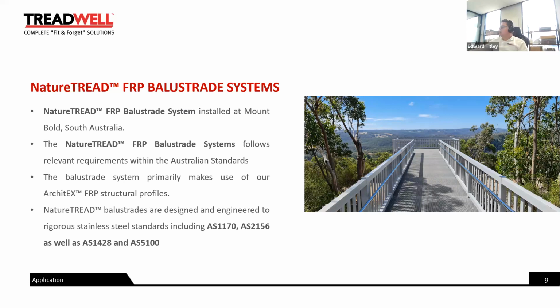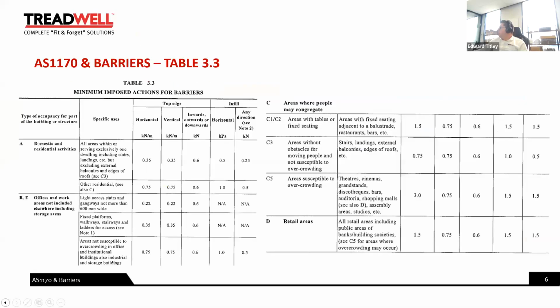And if you're interested, please put in the comments, 2156 versus 1428 versus 1170 could be another topic for a webinar of the future. And then the last thing that comes up is AS 5100, which is the bridge design code. Not common, however, some authorities require even pedestrian access bridges to be compliant or load rated according to AS 5100. A lot higher loading.